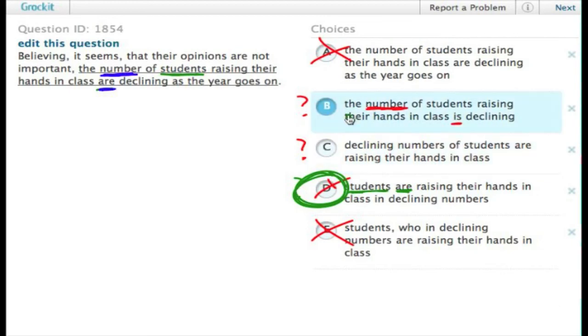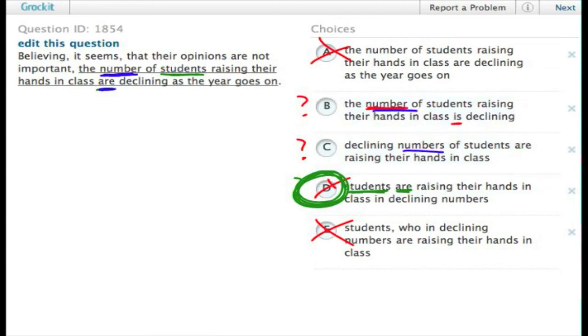In answers B and C, the use of number or numbers of students is a little bit more vague. It makes more sense to talk about the students themselves and what they're doing than this kind of abstract number of students. So while it might come down to B, C, and D, D is our best response here because it's more clearly talking about the students as opposed to these numbers of students.